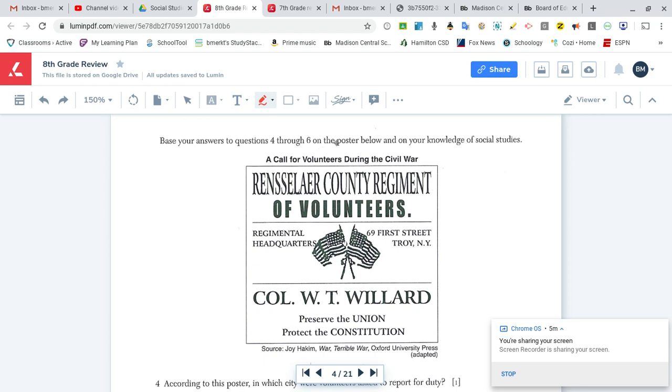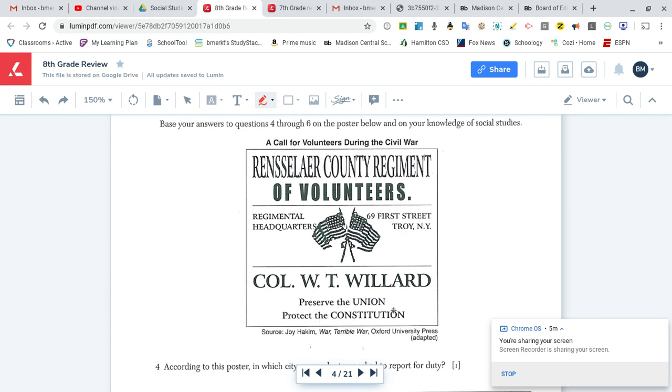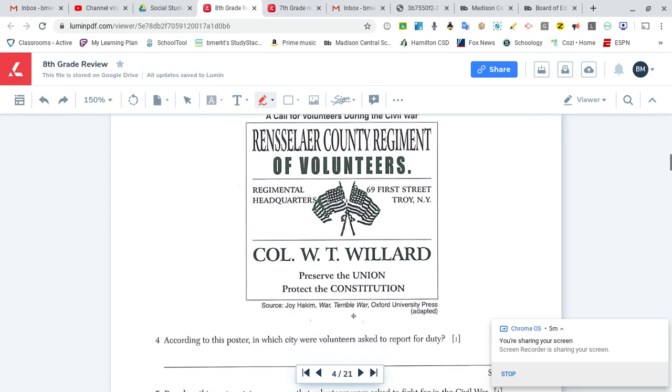Base your answers to questions 4 through 6 on the poster below and your knowledge of social studies. A call for volunteers during the Civil War. Rensselaer County Regiment of Volunteers, Regimental Headquarters, 69 First Street, Troy, New York. Colonel W.T. Willard. Preserve the Union, protect the Constitution.